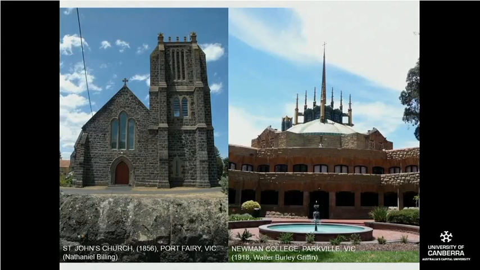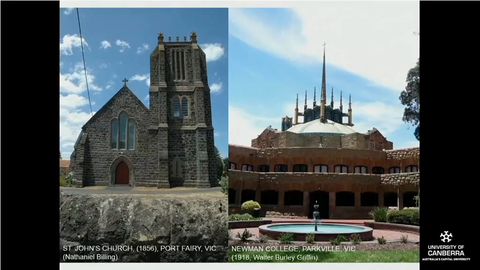So on the left we see an example of a bluestone church in Port Fairy in Victoria, and these walls down here are really quite thick, and they get thinner as they go up, so they taper on the inside. But you can imagine the stone down here, which is taking all of this load up here. It demonstrates the abilities of basalt or bluestone in compression.